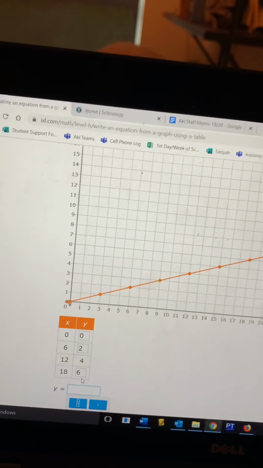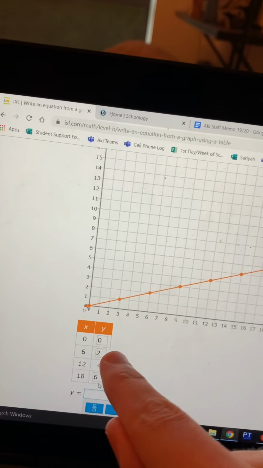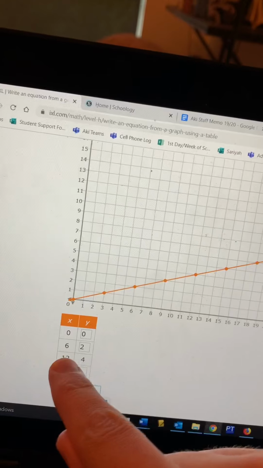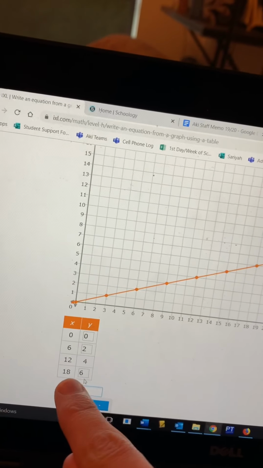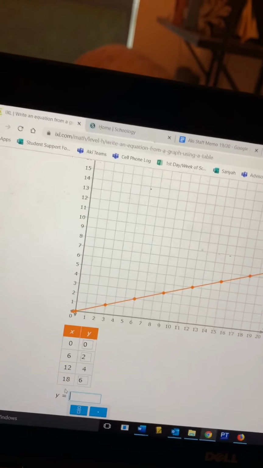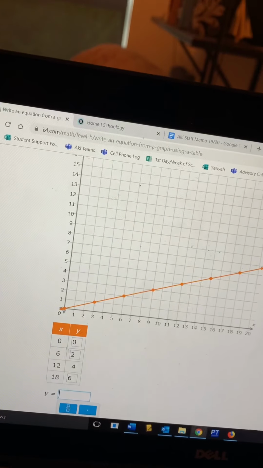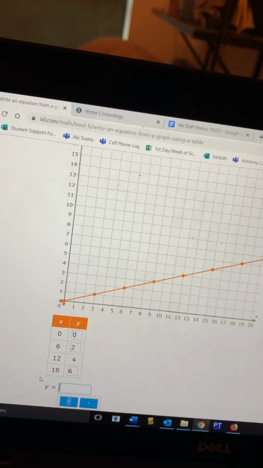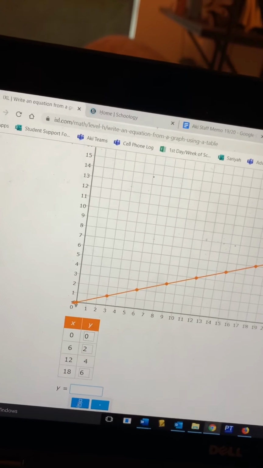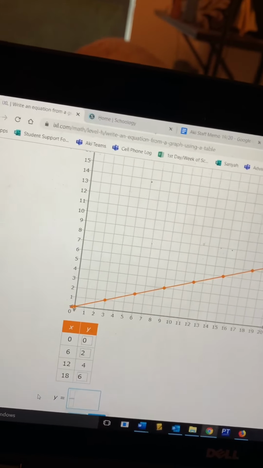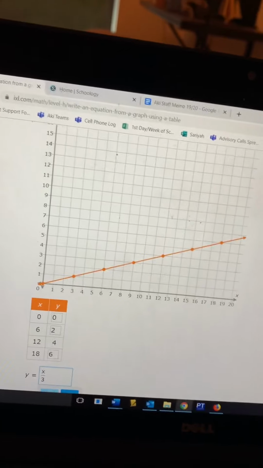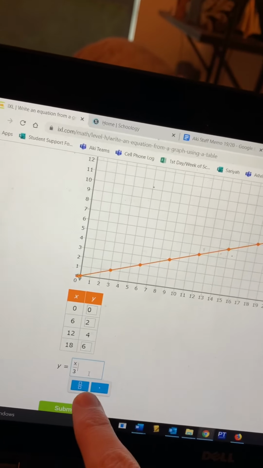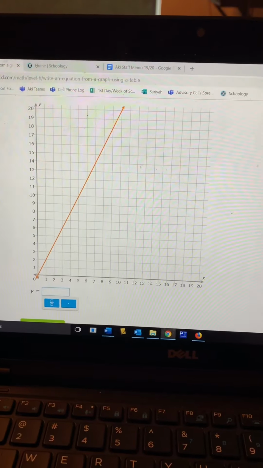Now I need to write my equation. So it says 0, 0, not sure. Then it goes from 6 to 2, 12 to 4. Oh, the X values are being divided by 3 to get the Y values, which means our equation is Y equals X over 3, and all I did to write that was click on this button right here at the fraction bar. Let's do one more.